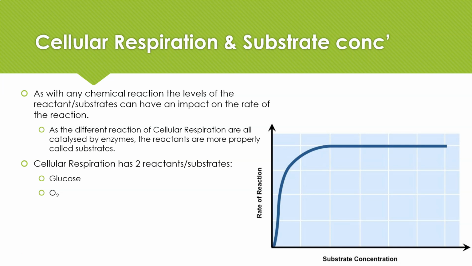Now, cellular respiration, all the reactions that are involved in there get catalyzed by enzymes. So instead of, like we might say traditionally with chemistry, talking about reactants for a reaction, we more correctly would use the word substrate. So be aware that here we're using reactant and substrate interchangeably, but if you're talking about something that's picked up by an enzyme, substrate is more correct. Now, cellular respiration has two inputs, therefore two reactants or two substrates, and those are glucose and oxygen. So if we alter the levels of glucose or oxygen, we can have an impact on the rate of cellular respiration, how quickly it is happening.